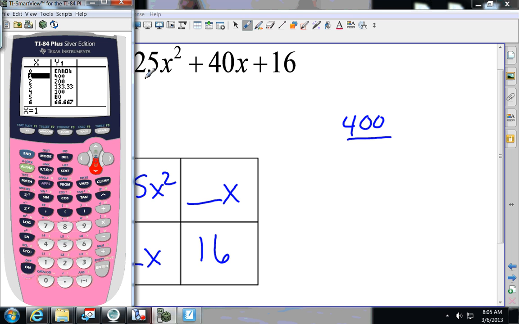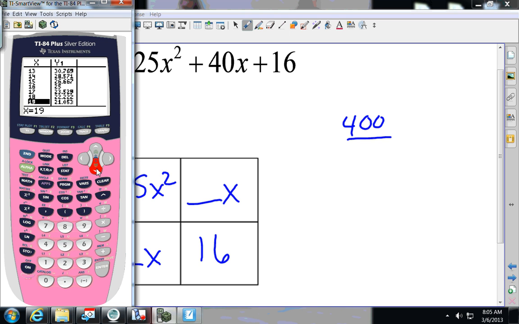If I add these together, does it give me 40? No. 2 and 200, that's 202. So I can go down here. 4 plus 100 is 104. 8 plus 50 is 58. 10 plus 40, 50. I'm still not where I need to be. I'm looking for my whole numbers. What's 15 plus 25? Does that equal 40? No, that equals 41.